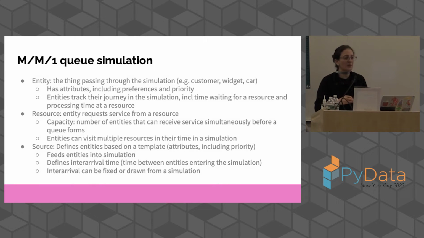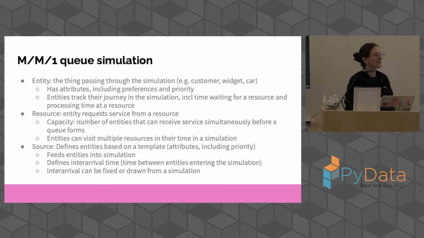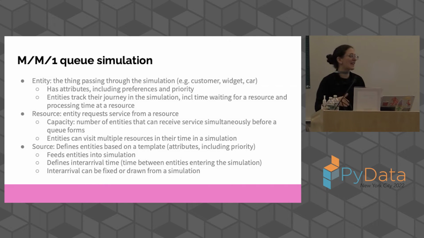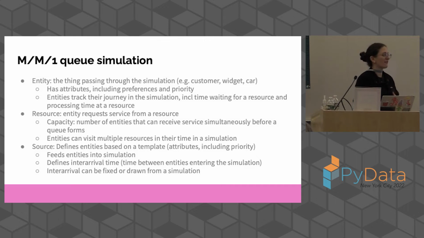The source will also be the one that defines how frequently my entities are showing up, right? If we have customers arriving at my grocery store, do they come every 5 minutes, every 10 minutes? That's something the source knows, because the source is the one creating the entities for our simulation. And as I said previously, the M means that we're drawing from an exponential distribution, but abstractly, that inter-arrival time can be either fixed or drawn from a distribution.